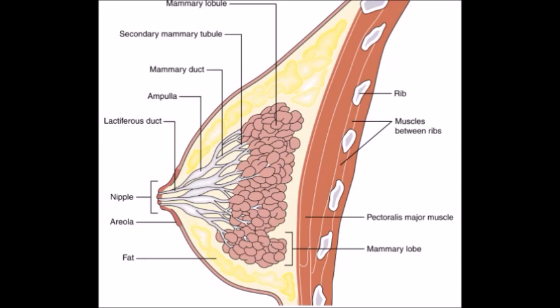Several mammary ducts join to form a wider mammary ampulla, which is connected to the lactiferous duct through which milk is sucked out.